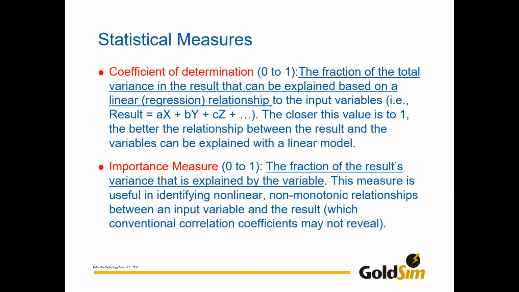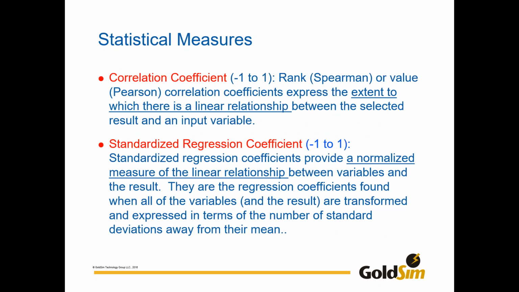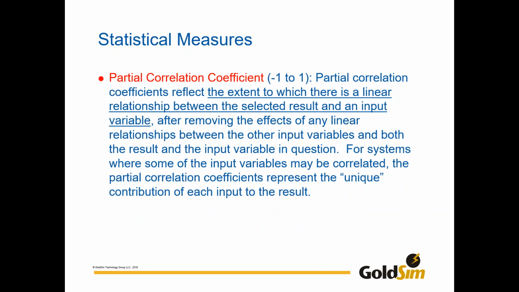So coefficient of determination is the fraction of the total variance based on linear regression, an importance measure, the fraction of the result's variance that is explained by a variable. Correlation coefficient can be rank or value, and it describes the extent of the linear relationship. Standardized regression coefficients are a normalized measure of the linear relationship. And then partial correlation coefficient is the extent to which there's a linear relationship between the selected result and the input variables.